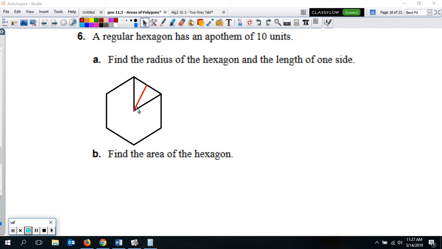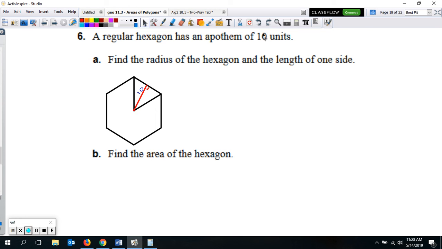You can pick any one, but you can do the same one that I did, from there to there, and then on the next one, the consecutive vertex. And then draw a straight line down. That would be our apothem right here, which it tells us is 10 units. So we can label that as 10 right in there for the apothem.